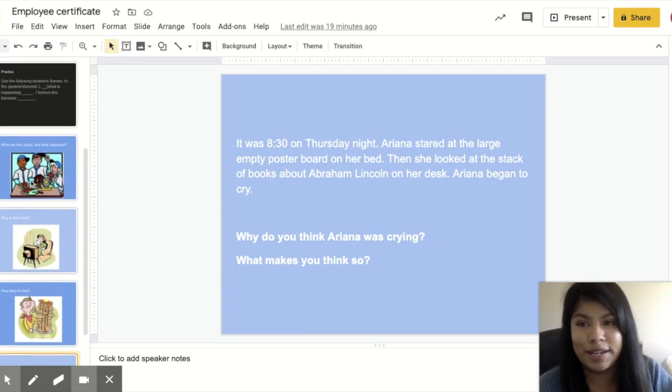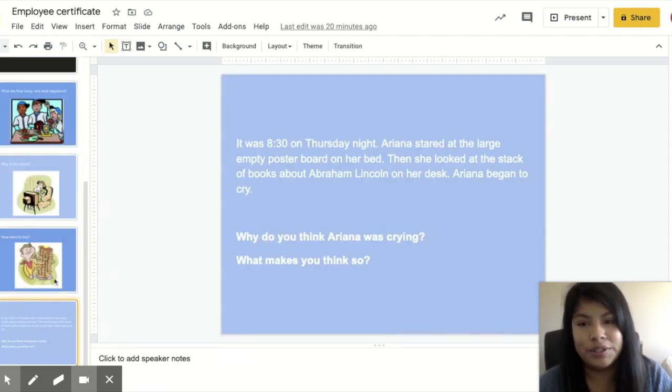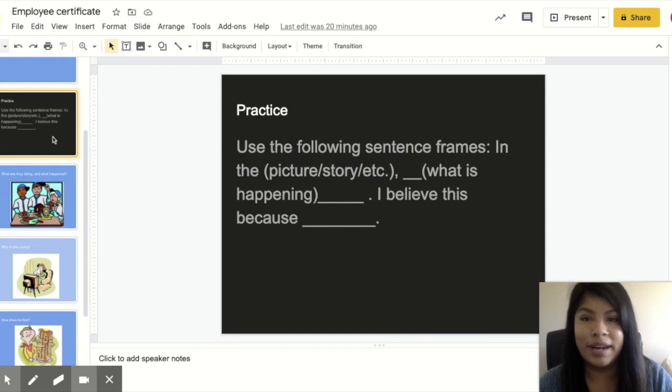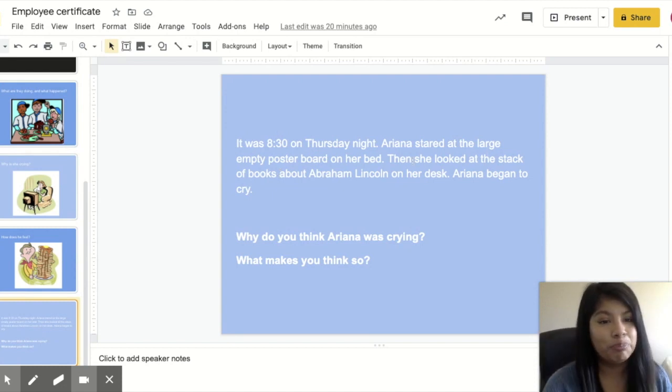So I'm going to say, using this sentence frame: in the story, Ariana is crying because she has not started her project and it's late at night. I believe this because it's 8:30 p.m., her poster board is empty, and there's a large stack of books that probably aren't open.